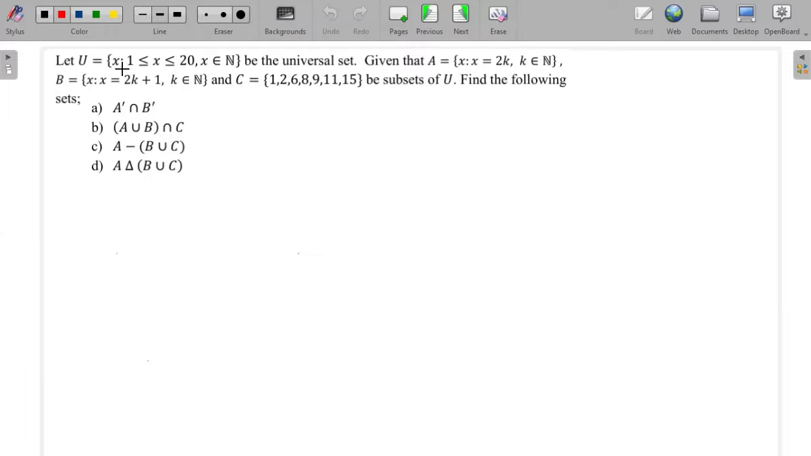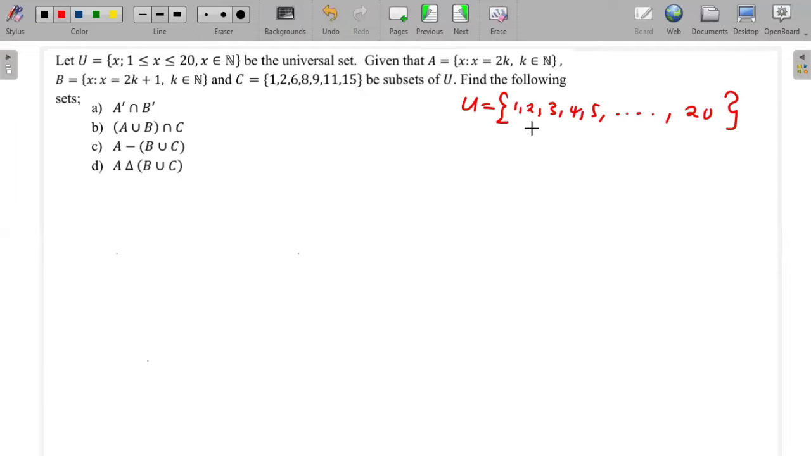So here they're saying the universal set is a set of all x's such that x is between 1 and 20 inclusive, and x is a natural number. So meaning the universal set, if we list it, it's just going to be 1 to 20. So 1, 2, 3, 4, 5, all the way up to 20.